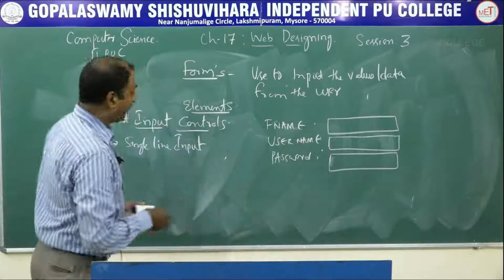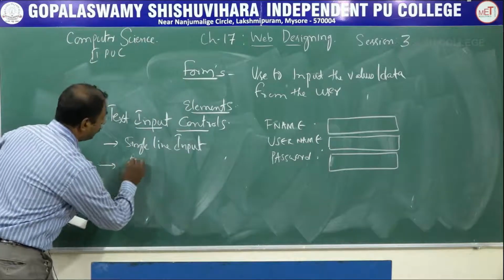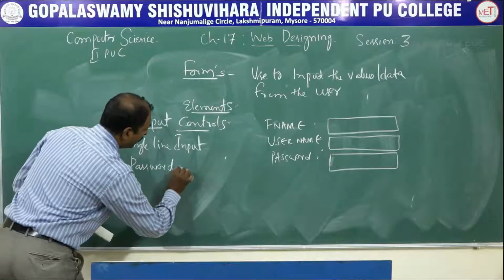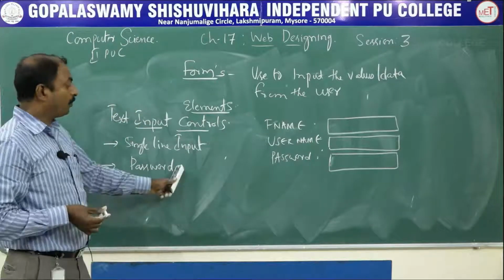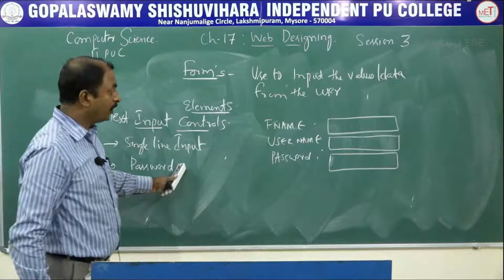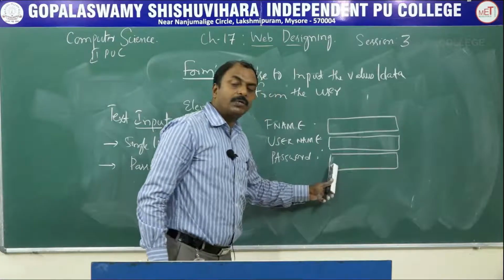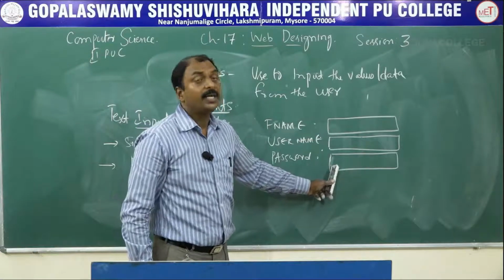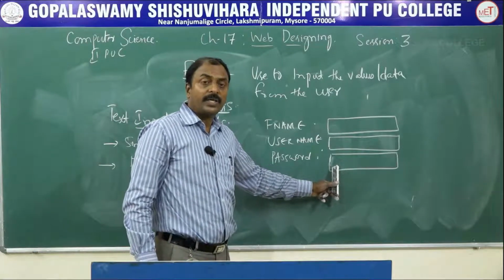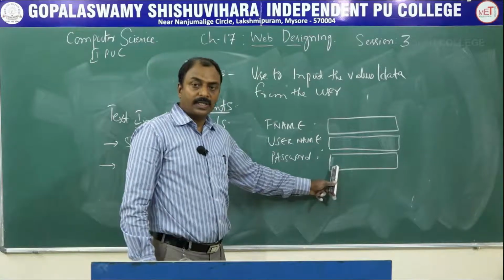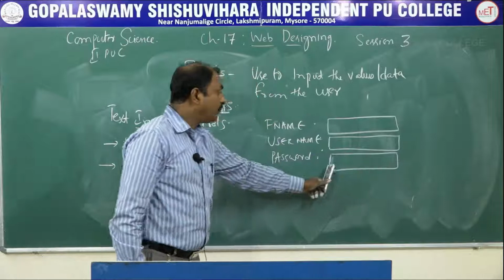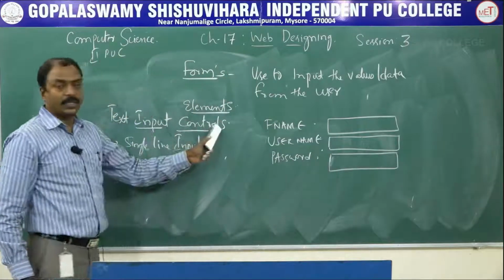And the second type of control is your password. This is your password control. What is the meaning of password control here? As all of you know, you might have come across many examples. If you want to set a password for your username and ID, it says not more than 8 characters, not more than 10 characters, isn't it? So it has a limit. So this is another type of text input control.